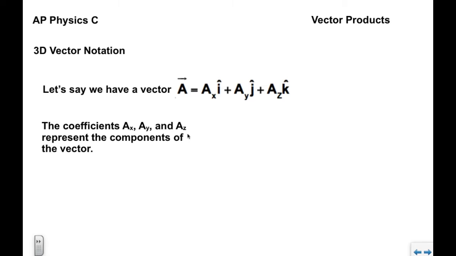So again, we're familiar with our standard two-dimensional vector notation where we had a magnitude and a mathematical direction. We typically use the sine and cosine functions to calculate the x and y components of the vector. In three-dimensional vector notation, the notation itself gives you the components of the vector. So we don't have to do any mathematics to figure out what the components are because the IJK notation tells us what those components are.